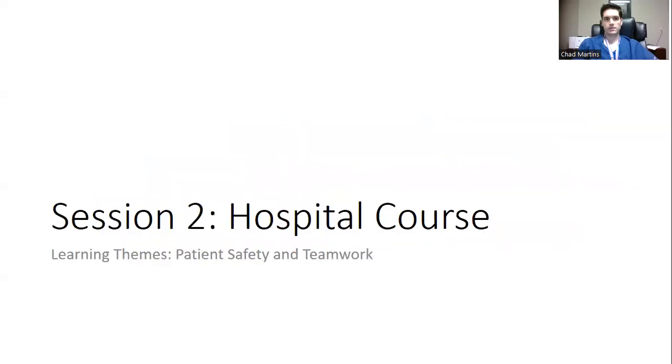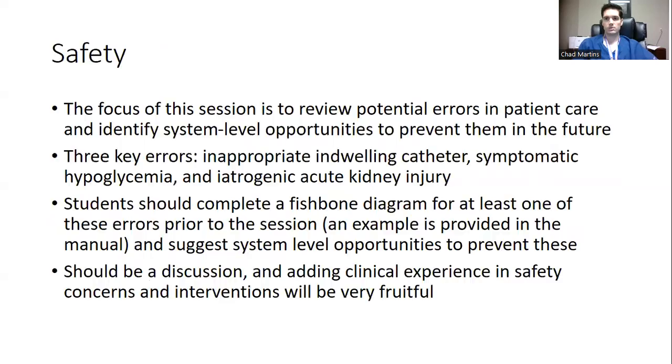So the second case is the hospital course, which focuses on patient safety and teamwork. The focus here is to review potential errors in the patient care and identify some system level opportunities to prevent them in the future. The three things that I wanted to focus on were that this guy had an inappropriate indwelling catheter, symptomatic hypoglycemia, and iatrogenic AKI.